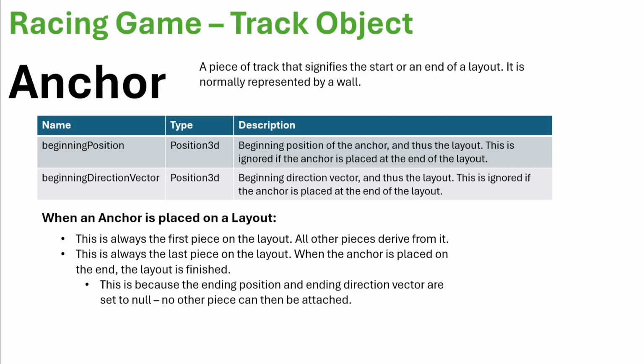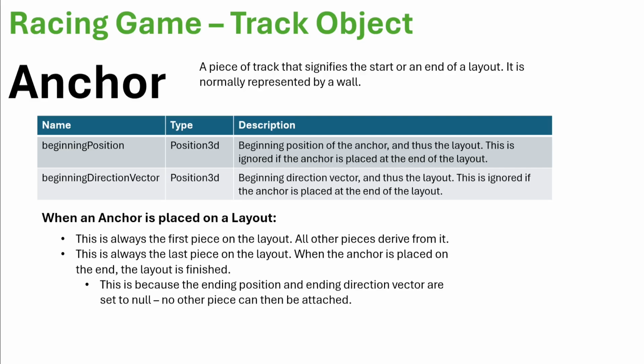The anchor is going to say this is the start of the track. It's going to have a nice little wall there. So the anchor at the beginning of the track will have a beginning position and a beginning direction vector. If an anchor is placed at the end of the track, it will not have a beginning position and beginning direction vector, because it will just derive its starting one from the previous piece. But most importantly, it will automatically set the ending position and the ending direction vector to null. If you try to put a piece up on the layout and the piece before it is null for ending position or ending direction vector, you know that's the end of the track. There is no more track.